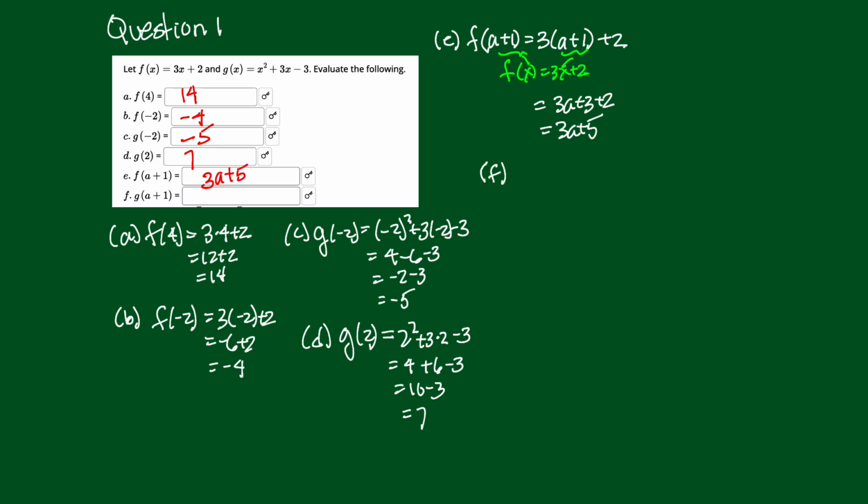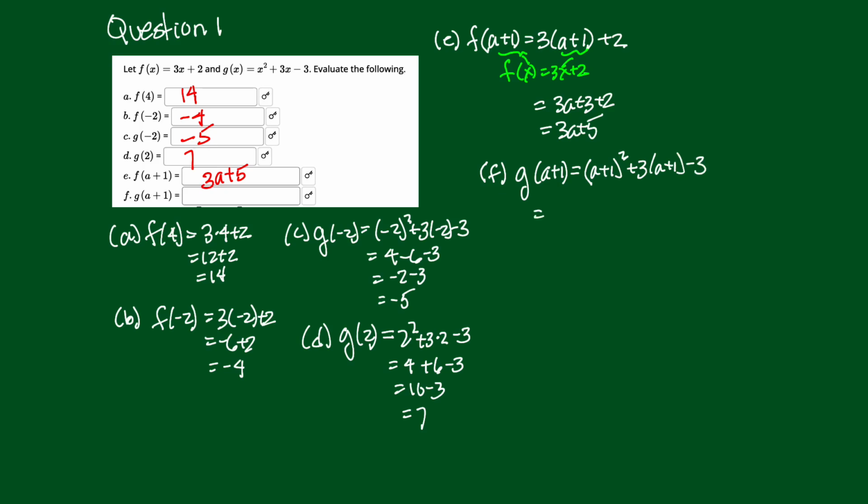Now, part F. What we want is g of a plus 1. So locate g. All right, g is this quadratic up here. And you can see that that x has been replaced with a plus 1. So come up here and replace all the x's with a plus 1. I'll get a plus 1 squared plus 3 times a plus 1 minus 3. Let's write it out. I'll get quantity a plus 1 squared plus 3 times a plus 1 minus 3.